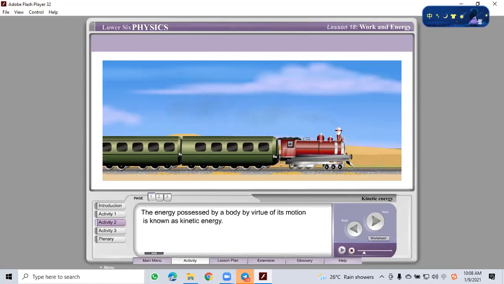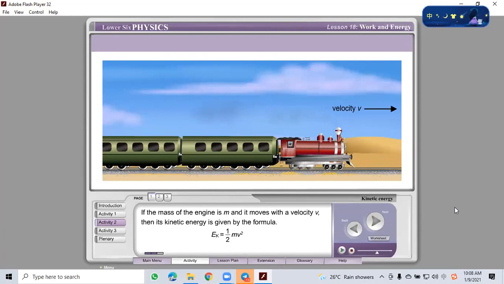The energy possessed by a body by virtue of its motion is known as kinetic energy. If the mass of the engine is m and it moves with a velocity v, then the kinetic energy is given by the formula Ek equals half mv squared.